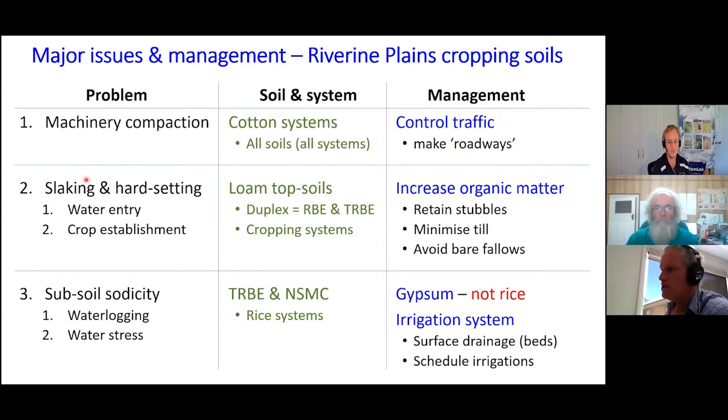Slaking and hard setting, again, touched on that. It's a real issue as far as water entry, particularly under sprinkler systems, but it really does affect crop establishment. And then, like that's bottom line stuff. It's an issue in those soils that are dominated by high fine sand and silt content that Pat was talking about. And the solution, which is not an easy one, is to increase organic matter. So, retaining stubbles, minimise tillage. And the work that was done 40 years ago now up at Trangie was avoid bare fallows like the plague. Now that's not easy, but if you can work towards that sort of thing, you're on to a start.